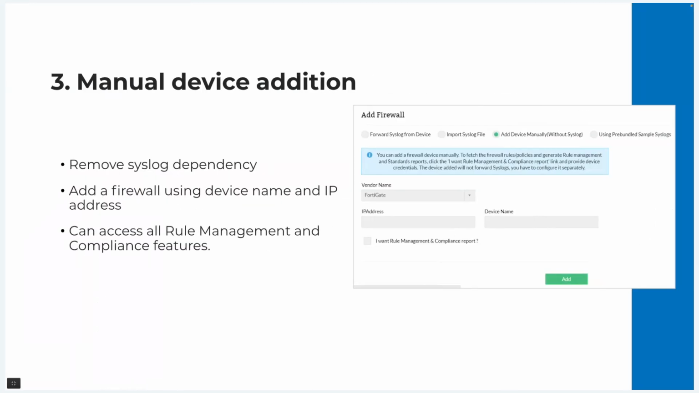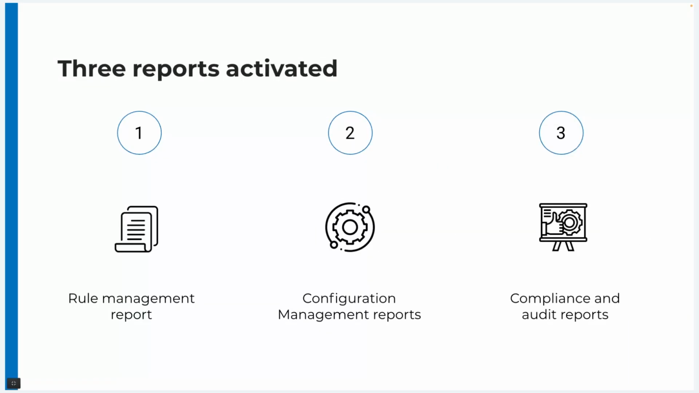Moving on, once you fetch the firewall rules and configurations from your firewall device, you get access to 3 reports. That is the rule management report, configuration management report, and finally, the compliance and security audit report. I'll be explaining this to you using some example scenarios. Let's say a security admin is experiencing a couple of network security pitfalls, and let's see how he can overcome that by using Firewall Analyzer.